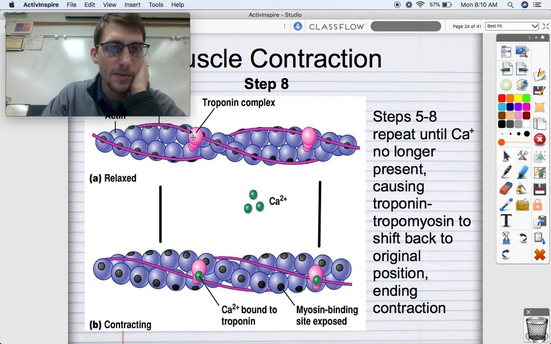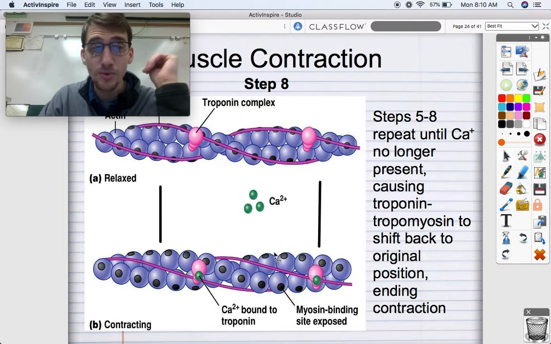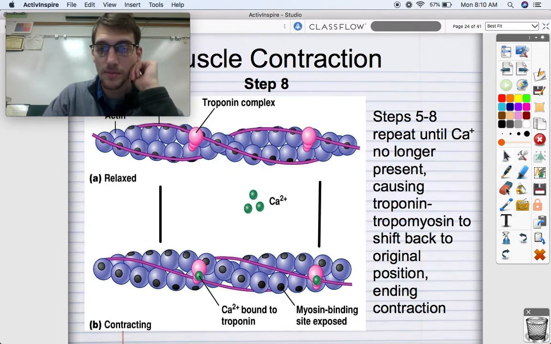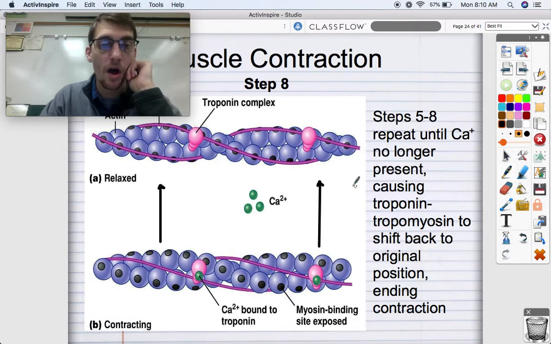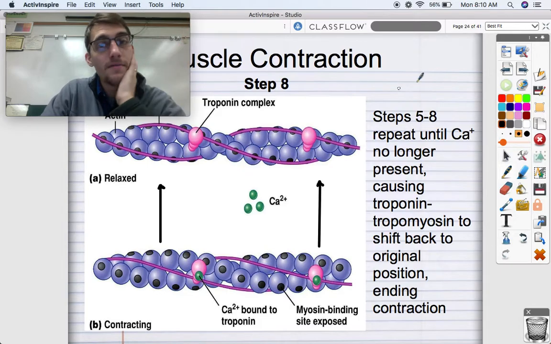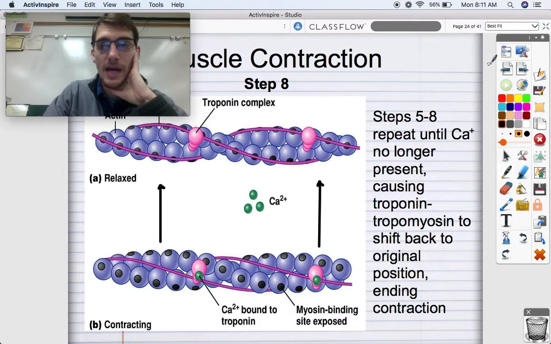Remember, calcium got rid of this troponin and tropomyosin complex. When the muscle is no longer stimulated, no longer being told to contract by the nervous system, there's going to be no more calcium. And once it leaves, I'm going to put some arrows here. Once it leaves, troponin and tropomyosin are free to bind to actin again and prevent myosin from pulling on it anymore. And that's relaxation of the muscle. That is where we're going to stop for today.